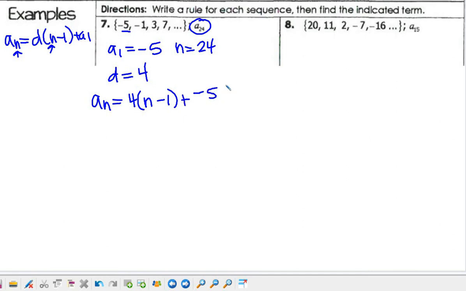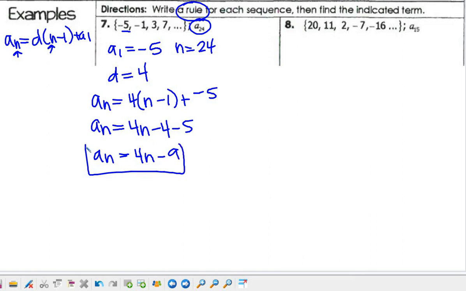the first term. So first, write the rule. It's very important that you read the instructions. The rule is part of your answer, and then the indicated term is part of your answer. So we need to write the rule first. So a sub n is equal to 4n minus 4 minus 5. So a sub n is equal to 4n minus 9. So that's my rule. And then if I want to find a sub 24, that would be 4 times 24 minus 9, which is 87.